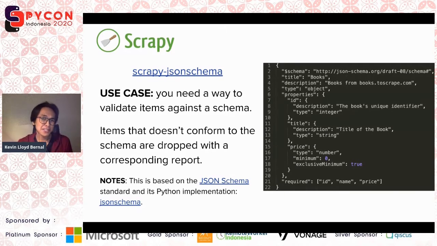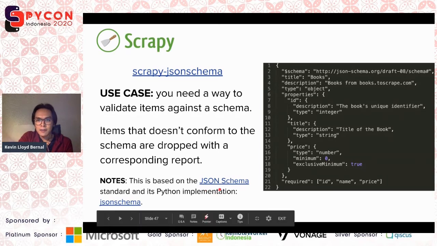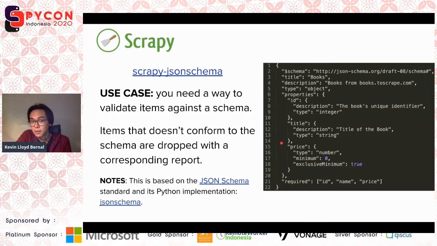Next up is Scrapy JSON Schema. This is a way for validating items against a given schema. Any item that doesn't conform to the schema is dropped with a corresponding report. The standard it uses here is JSON Schema, and declaring a schema for a given item looks like this.